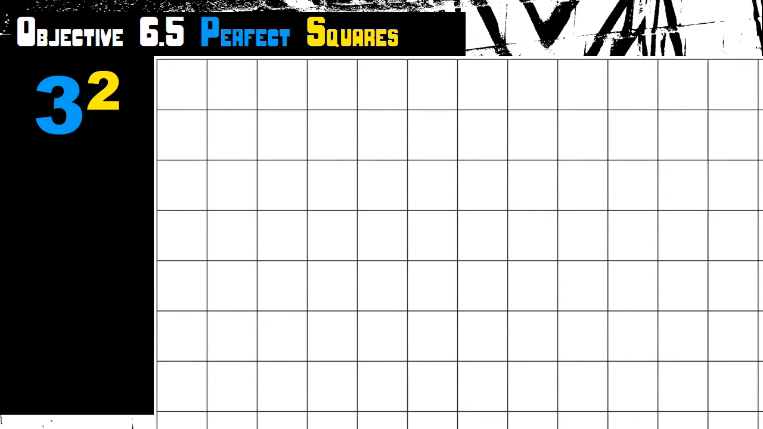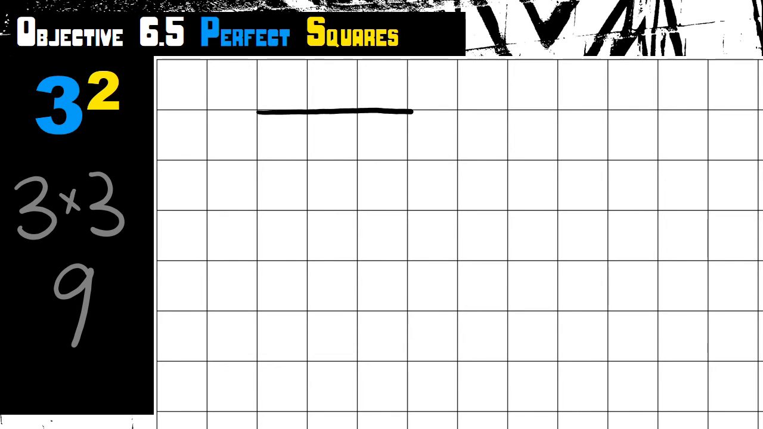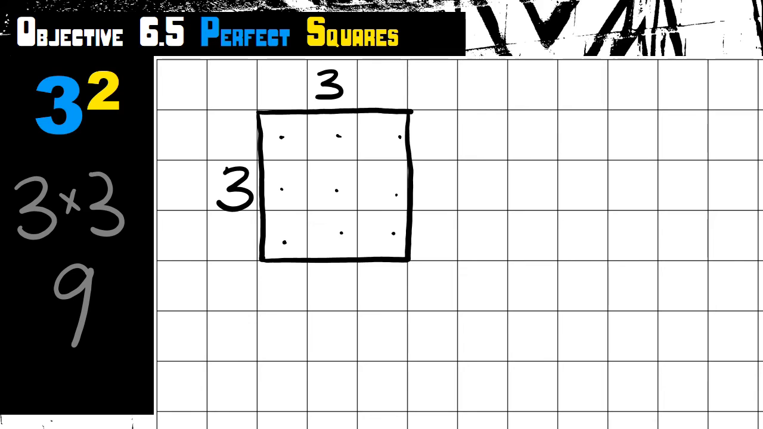Let's go to 3 squared. 3 squared is very simply 3 times 3, which gives us 9. Here's the way this is going to look. We draw our length as 3 and our width as 3, and finish out our square. We label our length and our width as 3. And that gives us a total of 1, 2, 3, 4, 5, 6, 7, 8, 9 squares in the middle. So we can say that 9 is a perfect square.